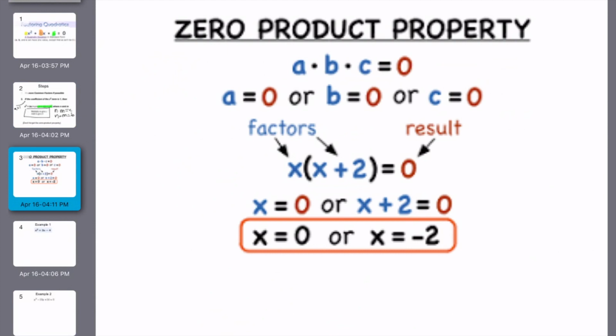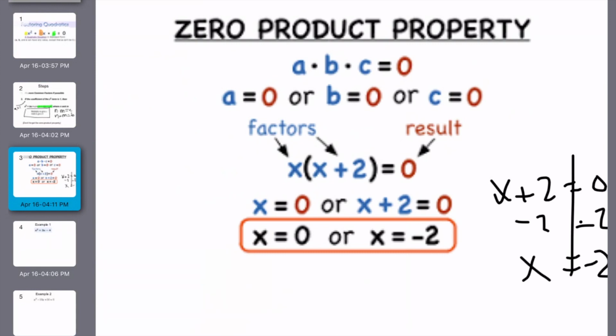So that's where my solutions came to be x equals 0, and then for the other one, where it was x plus 2 equals 0, I just subtract 2 on both sides, and I get x equals -2, and I can show that here as well. -2, again, not perfect, but it's what we have. And that would be my two solutions, okay?